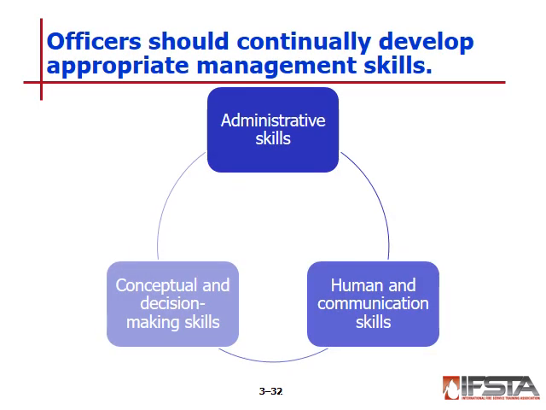Okay, as a company officer, there are three main skill sets that you really need to work on and continue to develop. The first is your administrative skill, the second is human and communication skills, and the third is basically your decision-making skills.